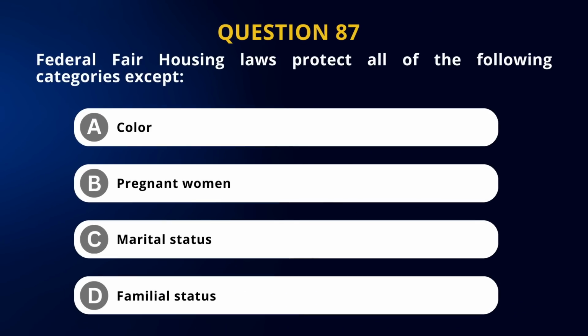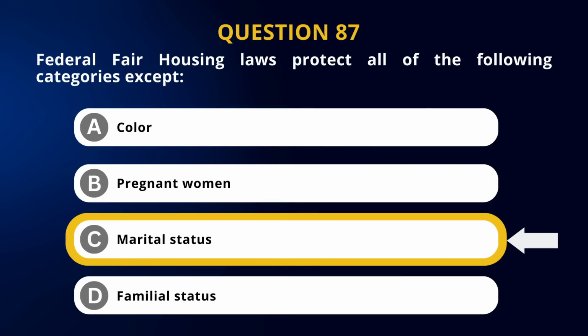Federal fair housing laws protect all of the following categories except letter A, color. Letter B, pregnant women. Letter C, marital status. Letter D, familial status. And the answer is letter C, marital status.